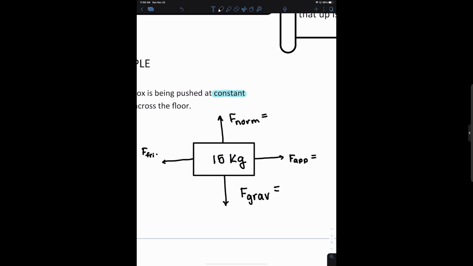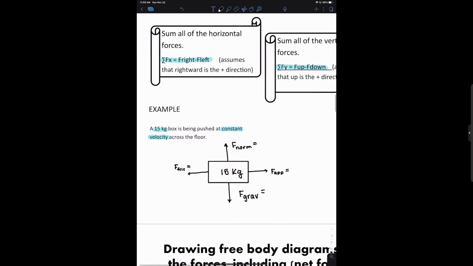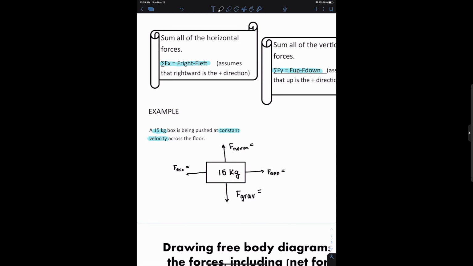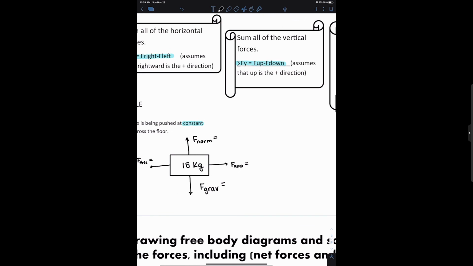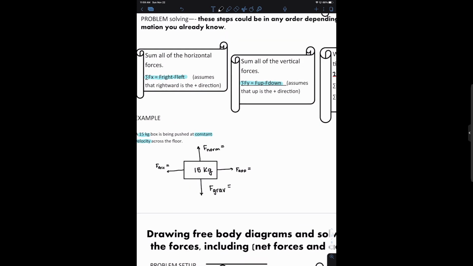So that was step 1. Step 2, we don't know any additional information. Number 3 we've already done. Number 4, it's constant velocity, so we know we have balanced forces. Number 5, there is no acceleration. So the things we don't know are these 4 forces. Now we're going to have to calculate them.